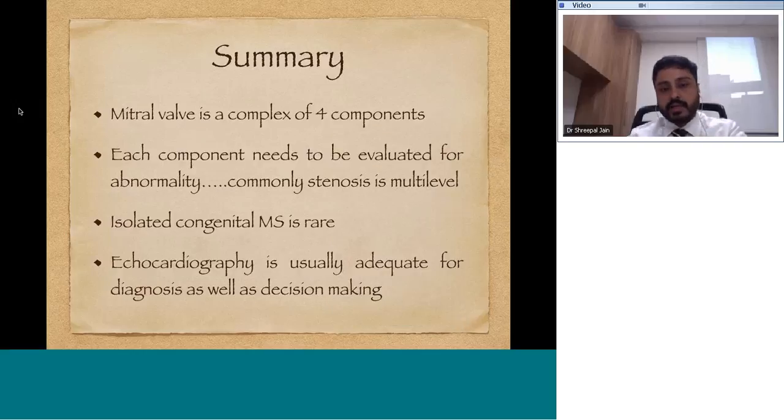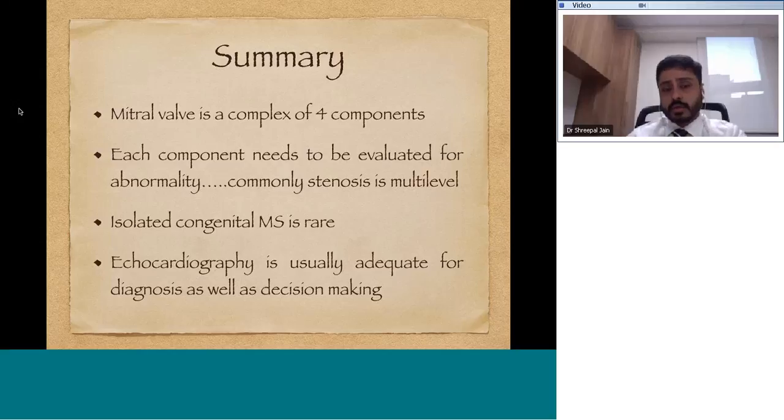So to summarize, the mitral valve is a complex of 4 components, which include the annulus, the leaflets, chordae, and the papillary muscle. Each component needs to be evaluated for abnormality because, as mentioned earlier, they are usually multi-level obstructions. Isolated congenital MS by itself is a rare anomaly. Look for other associated anomalies, especially other left heart obstructive lesions or a ventricular septal defect. Echocardiography by and large is quite adequate for diagnosing the type and severity of mitral stenosis, as well as for decision making in terms of surgical correction.